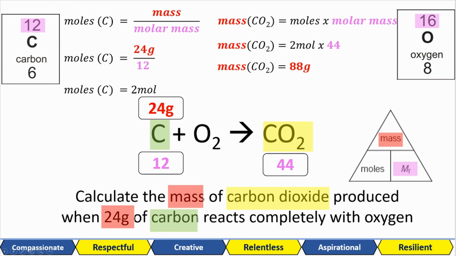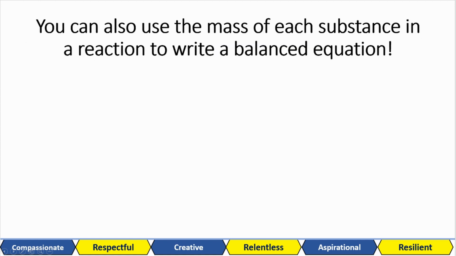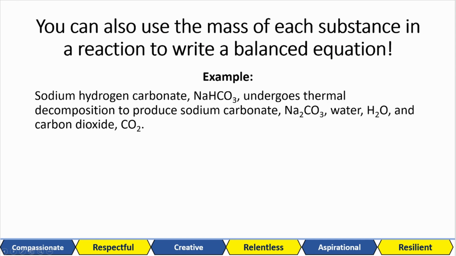Now, don't get rattled by this question. It's not as bad as it looks, yeah? Sodium hydrogen carbonate, and it gives you the formula here, undergoes thermal decomposition to produce sodium carbonate, water, and carbon dioxide. So this first sentence just tells us what our reactants and what our products are.